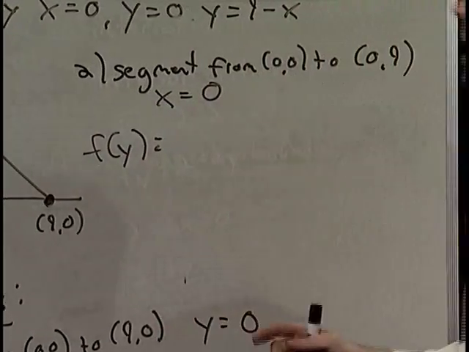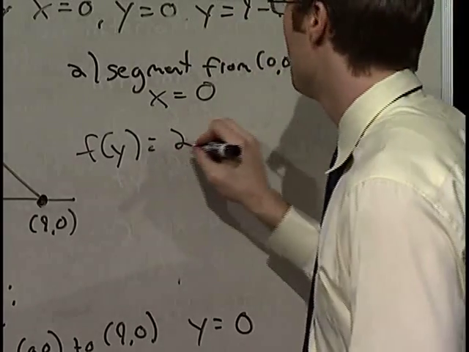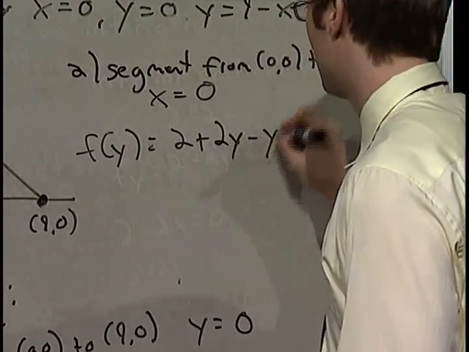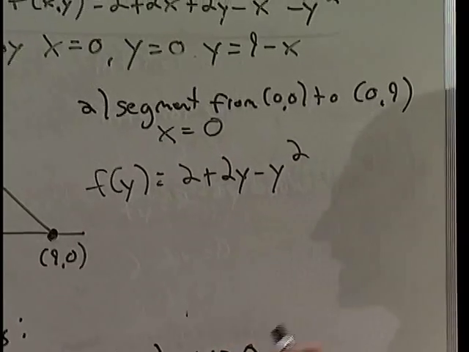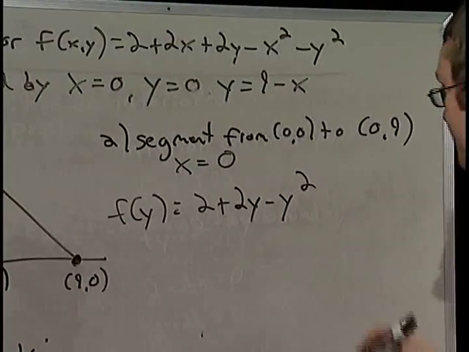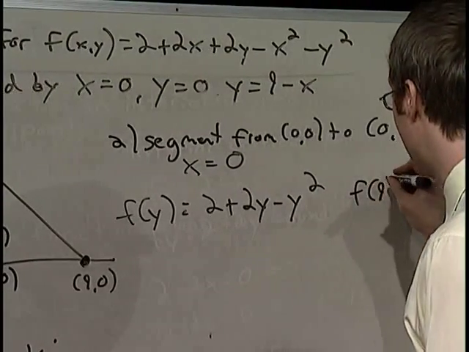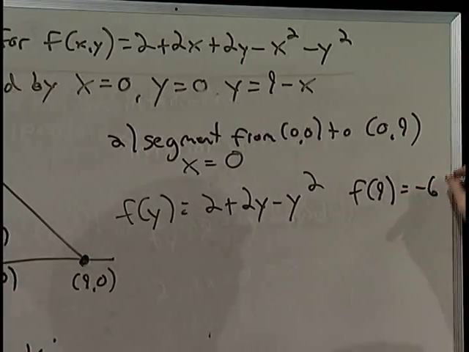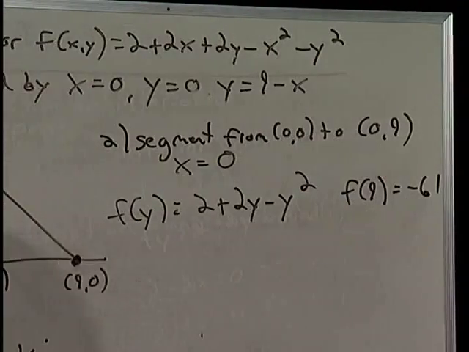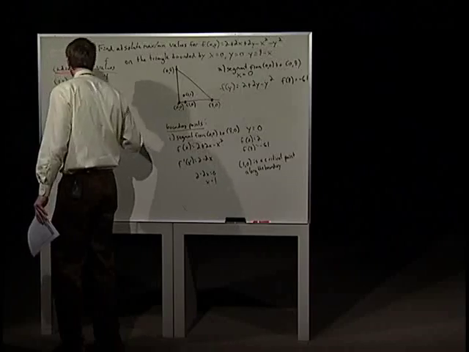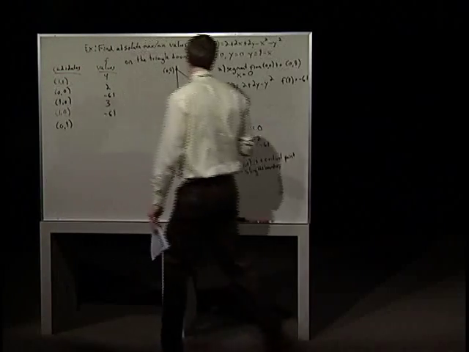So what do we get? 2 plus 2y minus y squared. Same function, just with y instead, right? And so if we check out f of 9 here, we do get negative 61. So we can add the point 0, 9 to our list at negative 61.